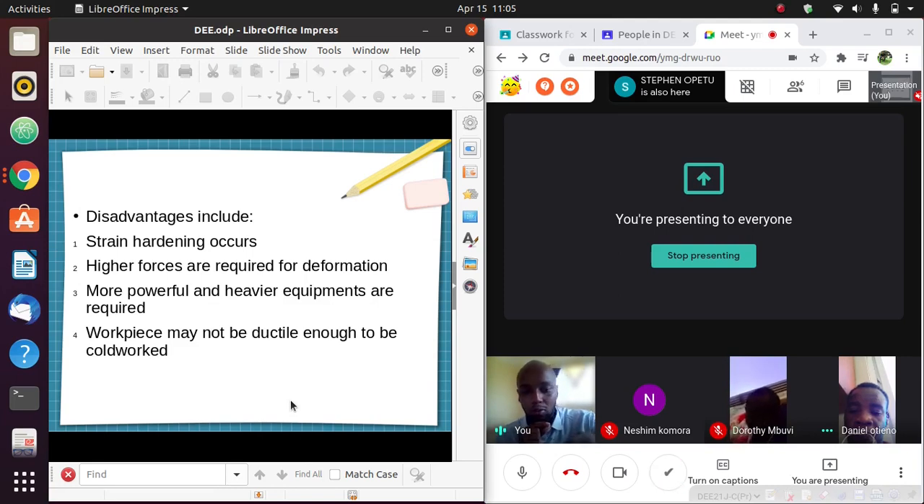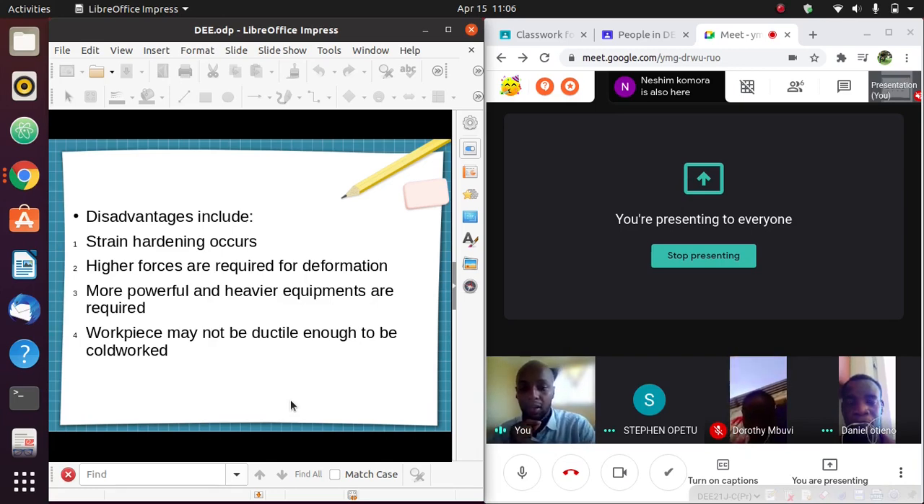So once I work on a piece of metal below recrystallization temperature, itakuwa ngumu. The internal structure will harden. And if that happens, then I will have to use higher forces to deform my material. Kama mtu ambaye anafanya ile kazi ya blacksmith, you see, unaona vile wanafanya kazi ngumu. Because you are requiring higher forces to deform that material, to change its shape.